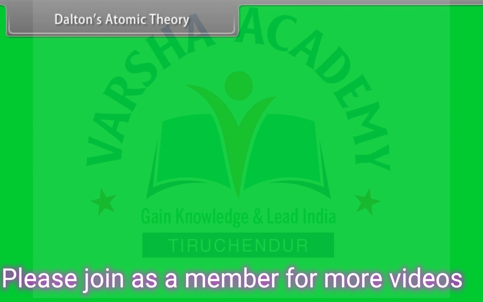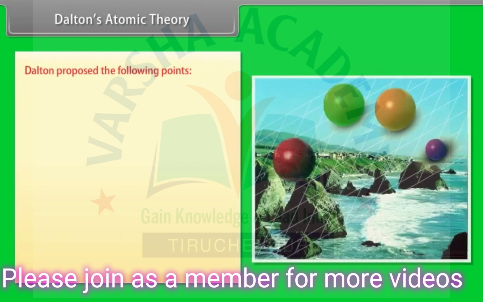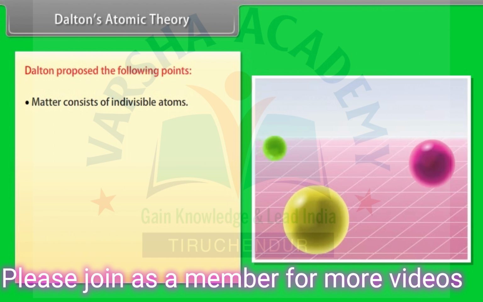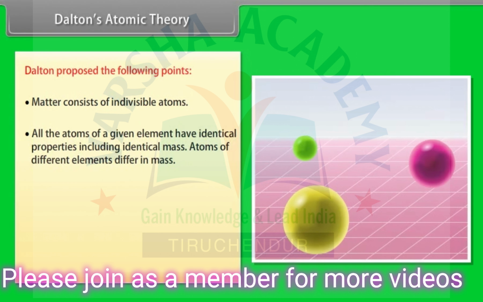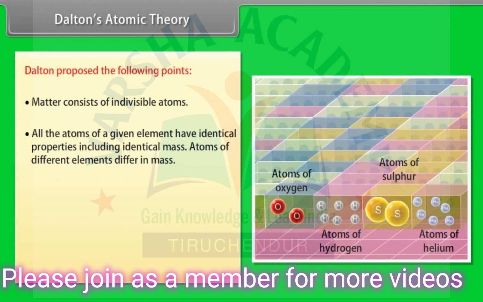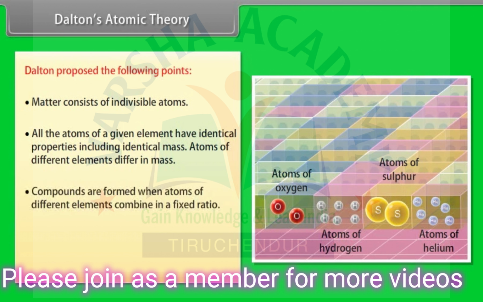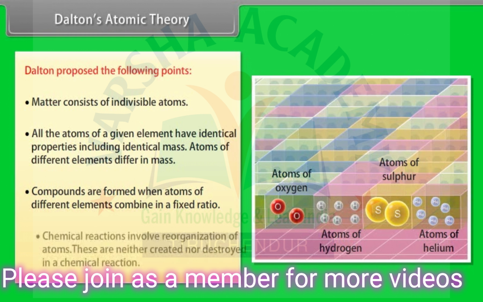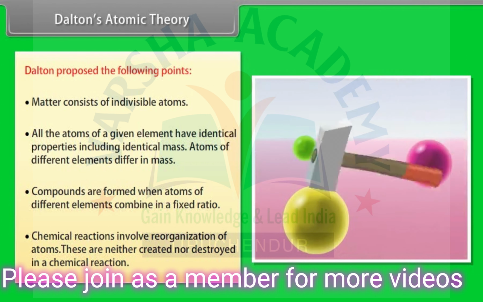Dalton's atomic theory. Dalton proposed the following points. 1. Matter consists of indivisible atoms. 2. All the atoms of a given element have identical properties, including identical mass. Atoms of different elements differ in mass. 3. Compounds are formed when atoms of different elements combine in a fixed ratio. 4. Chemical reactions involve reorganization of atoms. These are neither created nor destroyed in a chemical reaction.